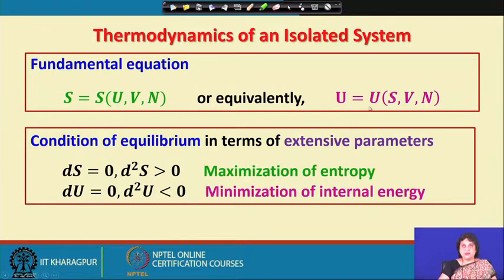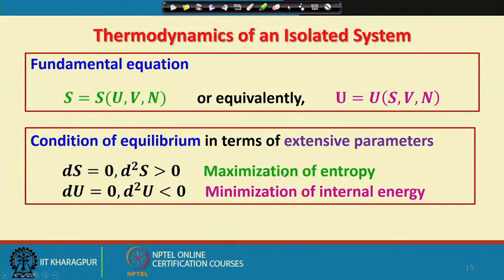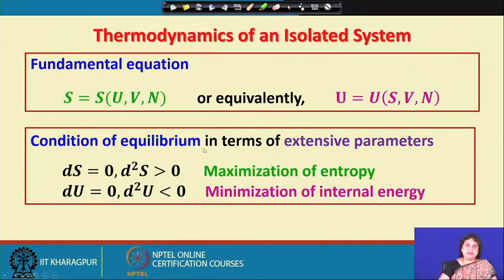Equivalently, just because for an equilibrium state S also has a constant maximum value, you can define the equilibrium state of the system in terms of entropy, volume and number of particles. In that case, internal energy is going to be dependent on these three independent variables, and correspondingly the condition of equilibrium can be stated in terms of these two extensive parameters U and S.